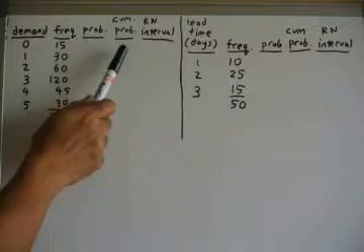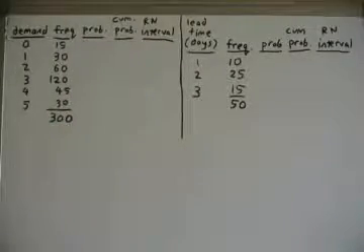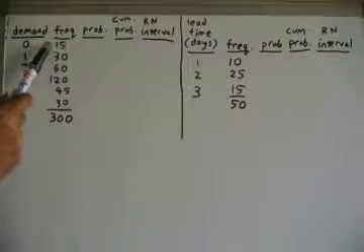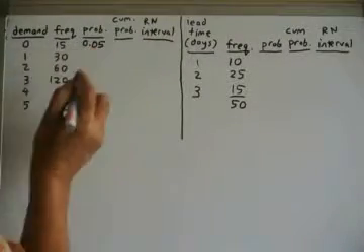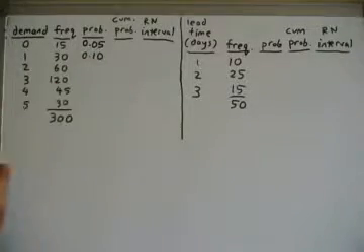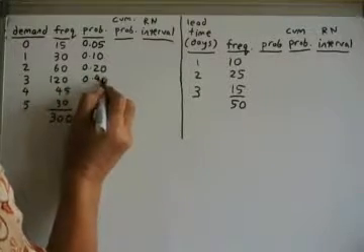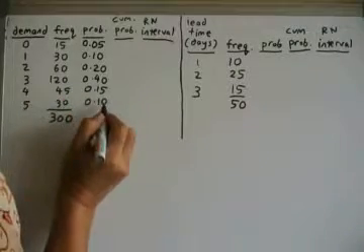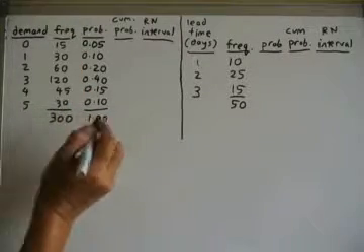We have to add 3 more columns: the probability, cumulative probability, and the random number interval. So let's say for demand, when demand is 0, the probability is 15 over 300, which is 0.05. Then 30 over 300, 0.10. Continue. And one way to check the answer is, if we add the total, it must be 1.